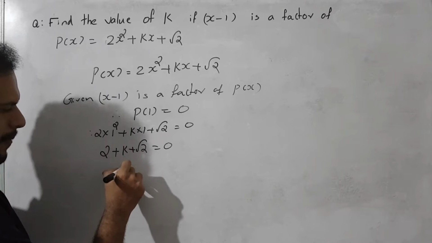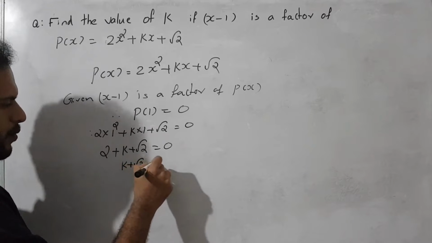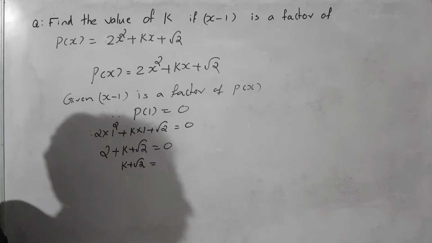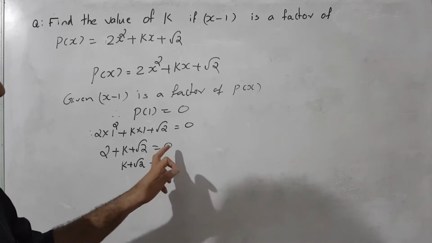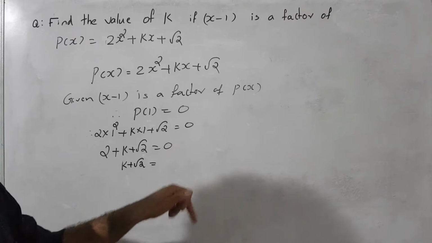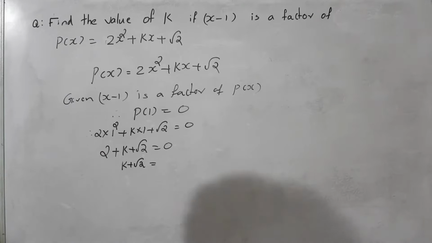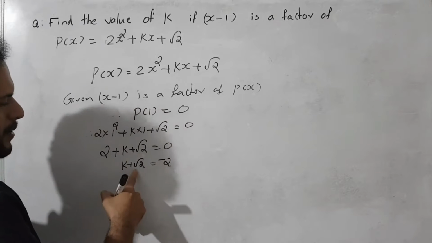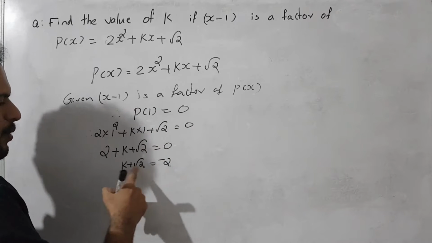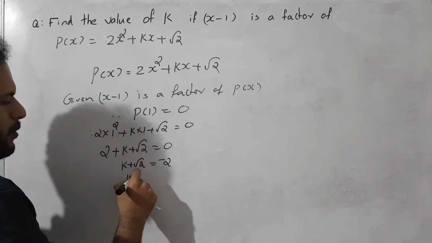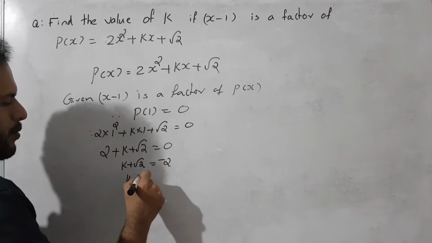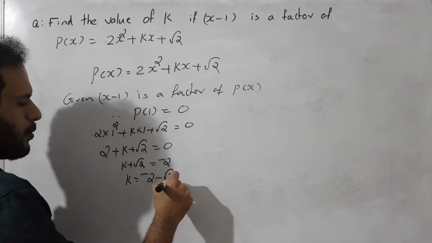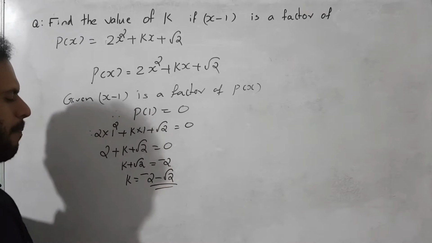So k plus root 2 is equal to, if I transpose 2 to the RHS, what changes? That one is 0 minus 2. Correct. What is 0 minus 2? 0 minus 2 is minus 2. Then k plus root 2 is equal to minus 2. Then k is equal to, I need to transpose root 2 also. Then what is the change? Minus 2 minus root 2.